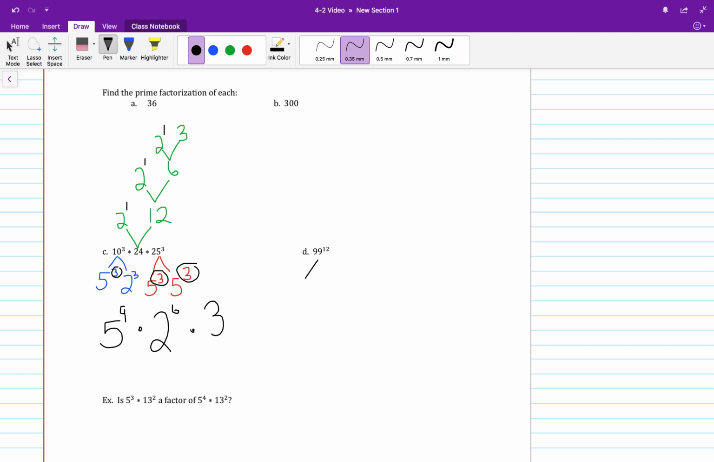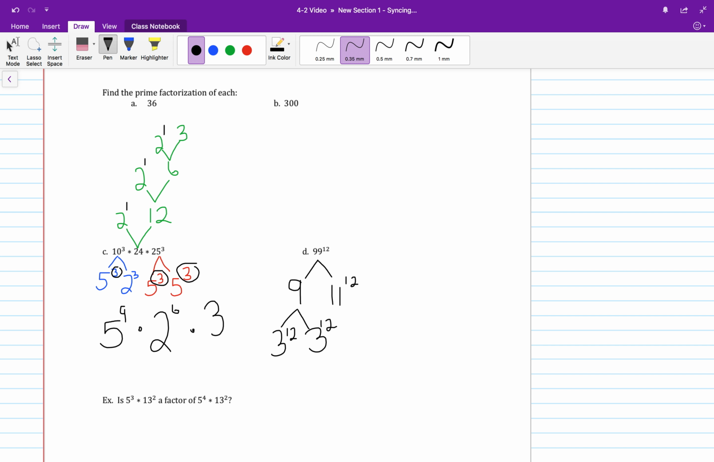I'm doing a factor tree of 99. So I could say this is 9 times 11. And 9 is 3 times 3. Now each one of these is going to get that 12. So that's a 3 to the 12th, a 3 to the 12th, and an 11 to the 12th.